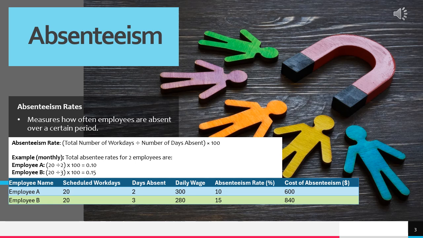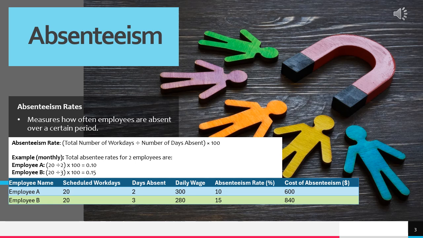So, if we're looking at absenteeism rates, how is it calculated? It measures how often employees are absent over a certain period of time. For our sample, we're going to go with just 1 month, which is about 20 days. As you can see, it's the number of days absent divided by the total number of work days, times 100.